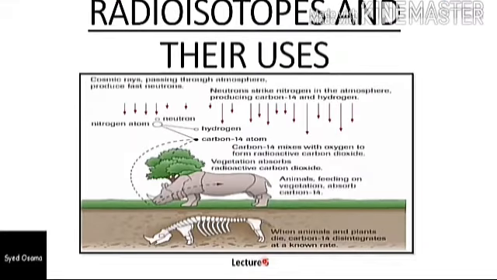Next is uses of radioactivity in archaeological research. Using the technique of radiocarbon dating, the age of earth, fossils, old paintings and monuments can be determined. In the radiocarbon method, the amount of carbon isotope present in the object is determined to estimate the age of the old paintings and monuments.